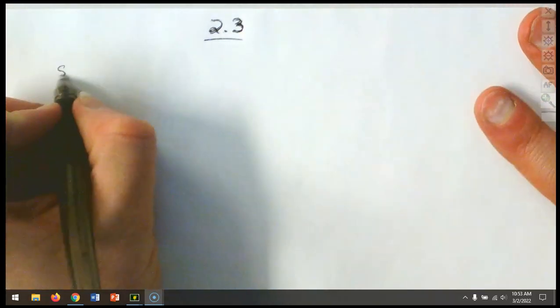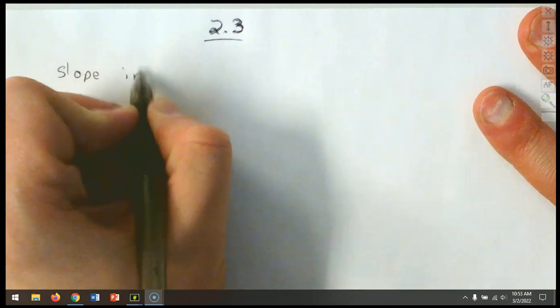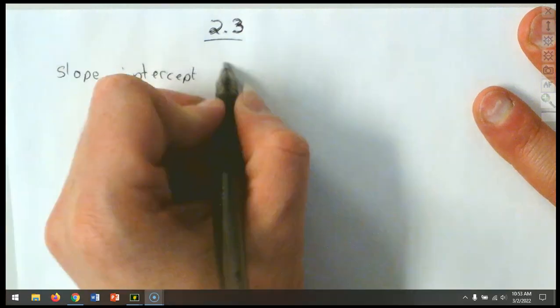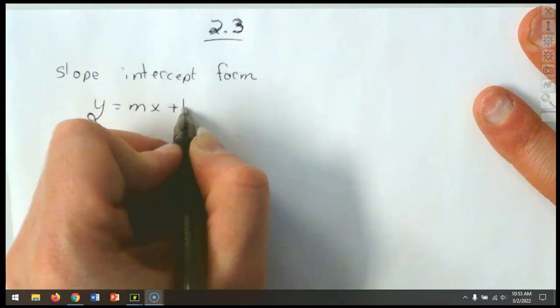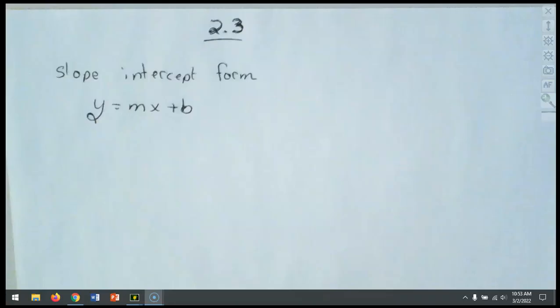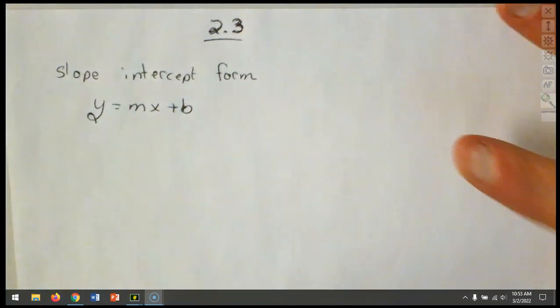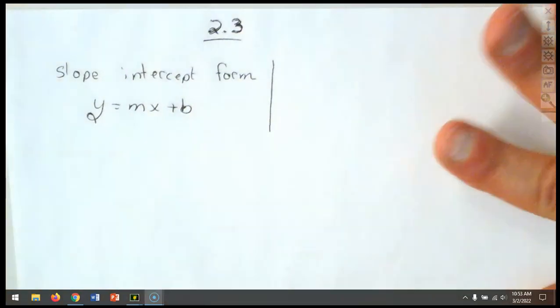Before we do that, though, we need to make sure that we know how to write our answer. There are two ways that we can write our answer. We can either write our answer in standard form or slope-intercept form. Slope-intercept form is the one that we're already familiar with. We did this right before break. Slope-intercept form is y equals mx plus b. So for slope-intercept form, all you have to do is solve it for y. That's easy enough.